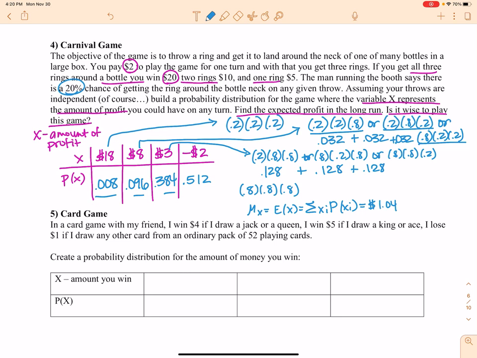So depending on your patience and your optimism, how you answer this question could change. Is it wise to play the game? It depends on how willing you are to lose, and how often you're willing to lose, and how long you're willing to play the game. In my personal opinion, I'm not really sure $1.04 is worth having to play it as much as you're going to have to play it in order to average that kind of profit. But that's just me.